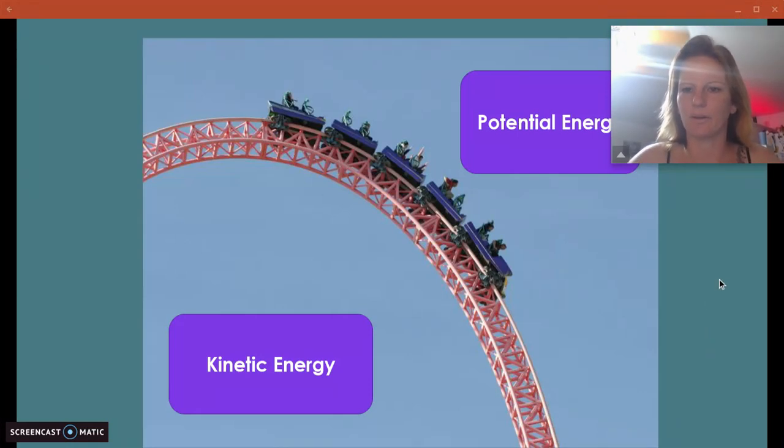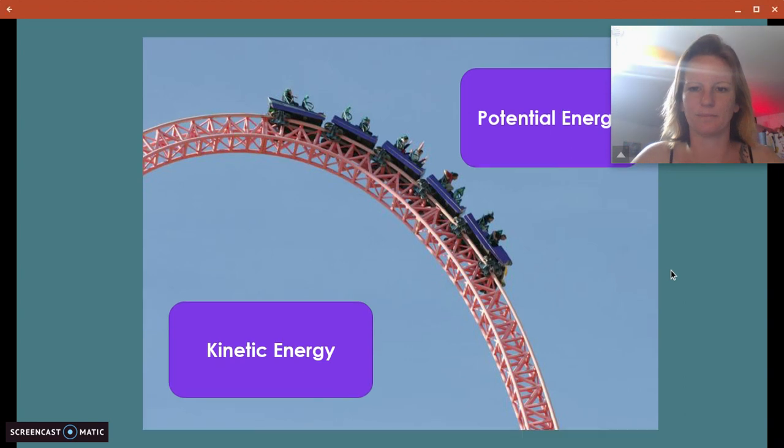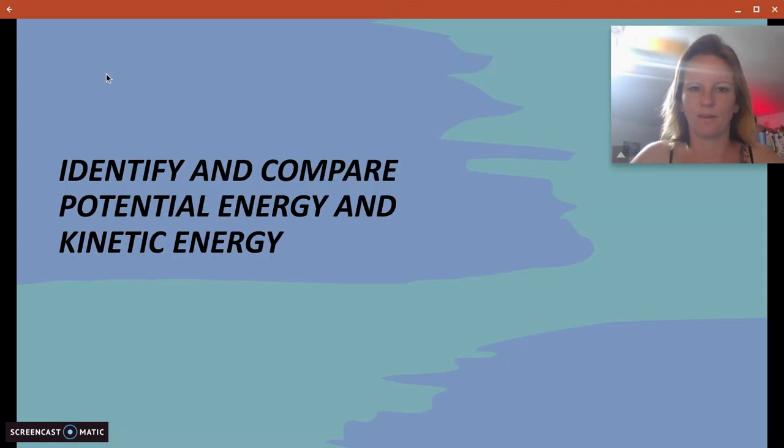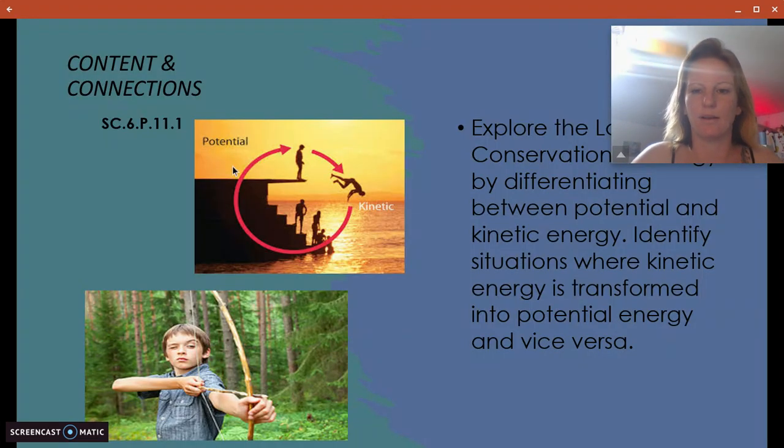Hey guys, today we are going to be talking about potential energy and kinetic energy. We are going to be identifying and comparing the differences between potential energy and kinetic energy. And by doing that, we're going to be looking at real world examples.